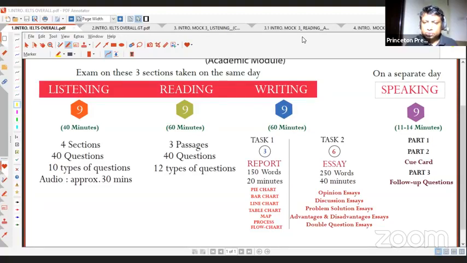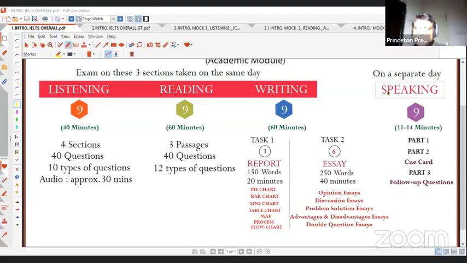And you will have to write an essay as well. The essay is task 2. The highest mark you can get in task 2 is 9. And it's going to be 250 words as a minimum. You can't write less than that, and if you do, you'll be penalized. And you have 40 minutes to write this essay.